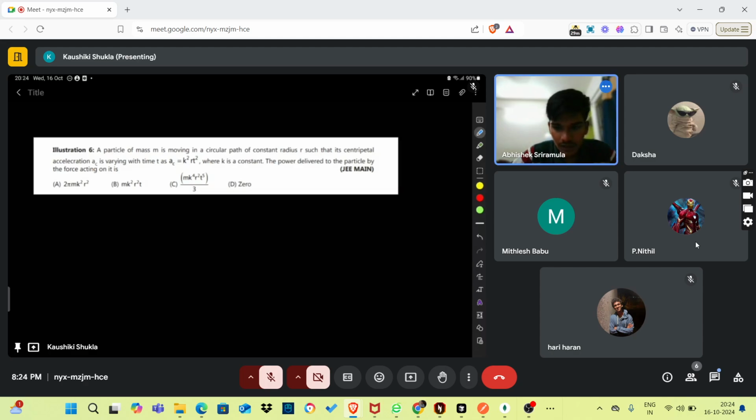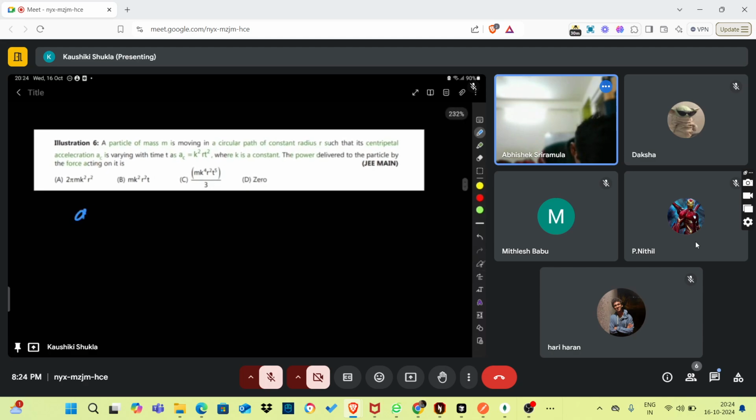Okay, so I'll be starting it. It is given that a particle of mass m is moving in a circular path of constant radius r, such that its centripetal acceleration is varying with time t as this. K is a constant. The power is asked here: the power delivered to the particle by the force acting on it. We know that the centripetal acceleration a_c is v squared by r, and this you equate with this, and then v you will get.